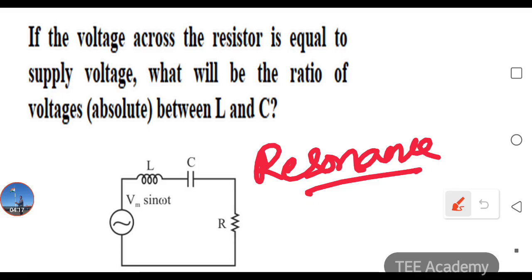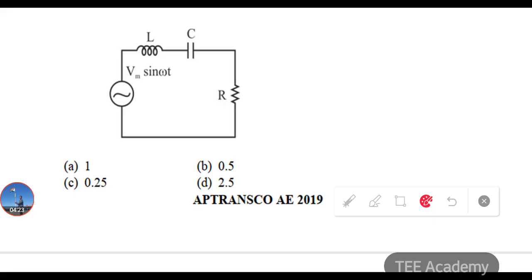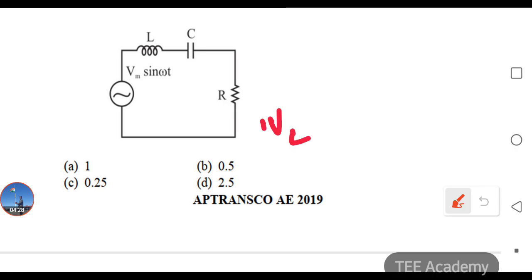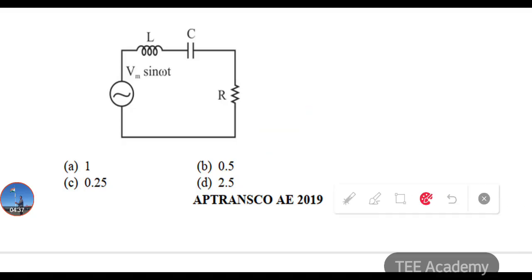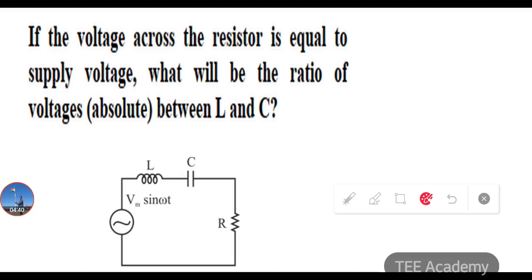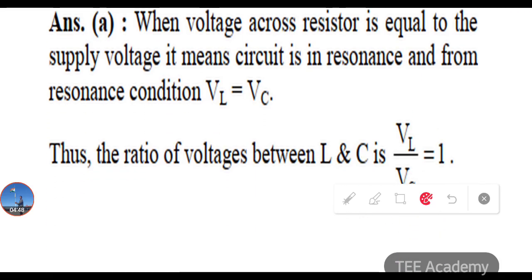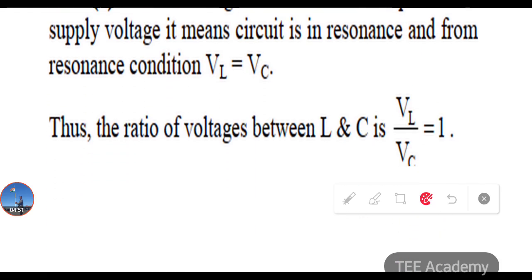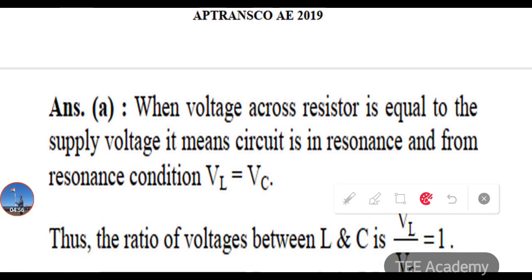So the circuit is under resonance condition. What is the answer? During the resonance condition, as you know, the magnitude of the voltage across the inductor is equal to the voltage across the capacitor. In the given question they are asking to find the ratio of voltages, absolute, between L and C. Absolute means the mod value. So the voltages across the inductor and capacitor are equal, and the ratio of the voltage between L and C is equal to 1. That is the reason why A is the correct answer for this question.